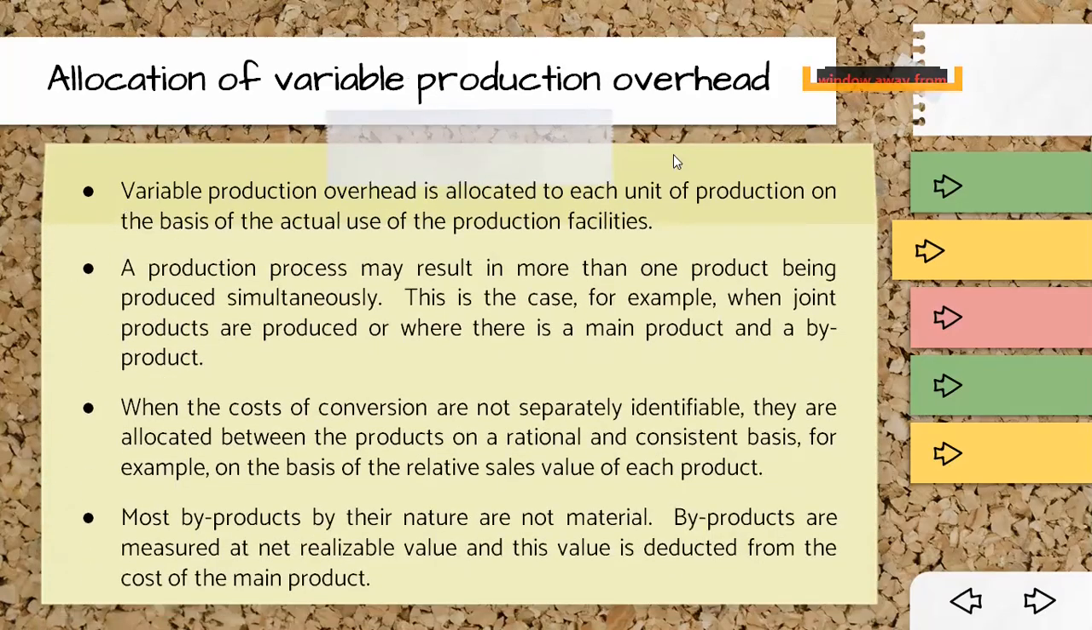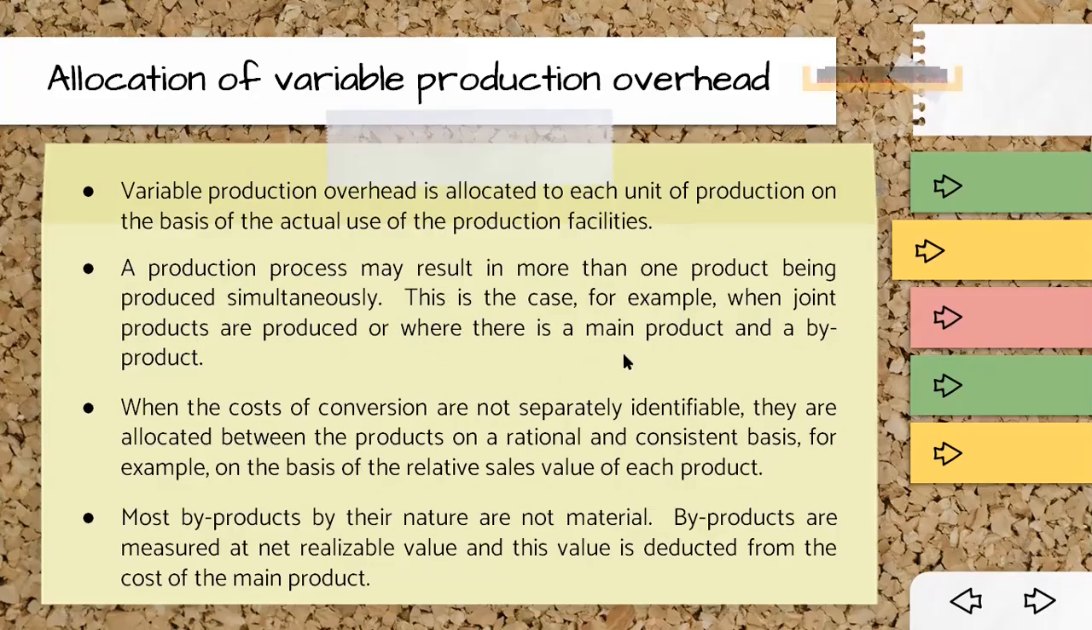So, allocation of variable production overhead. So, for the variable production overhead, that is allocated based on the actual use of production facilities. So, kung sa variable ay nagbase tayo sa normal capacity, dito naman ay actual use tayo. A production process will result in more than one product being produced simultaneously. So for sure, you will encounter this in your cost accounting. So this is the case, for example, when joint products are produced or where there is a main product and a byproduct. So example yung main product saka byproduct.